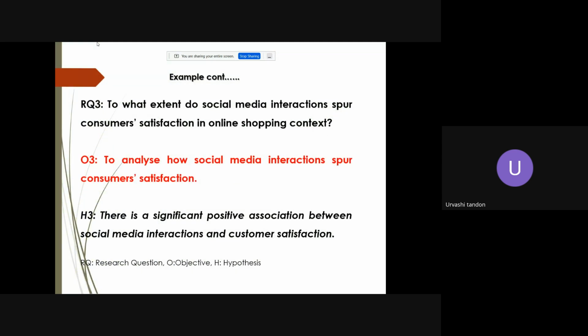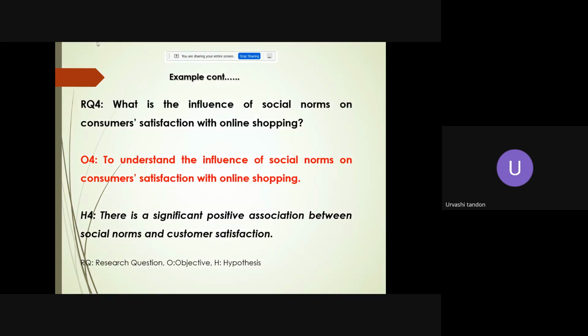Similarly, to what extent do social media interactions spur, or increase, customer satisfaction in the online shopping context? Here also the objective is to analyze how social media interactions spur customer satisfaction, and the hypothesis is that there is a significant positive association between social media interaction and customer satisfaction. Then next is: what is the influence of social norms on customer satisfaction? And here the objective is to understand the influence of social norms on customer satisfaction.